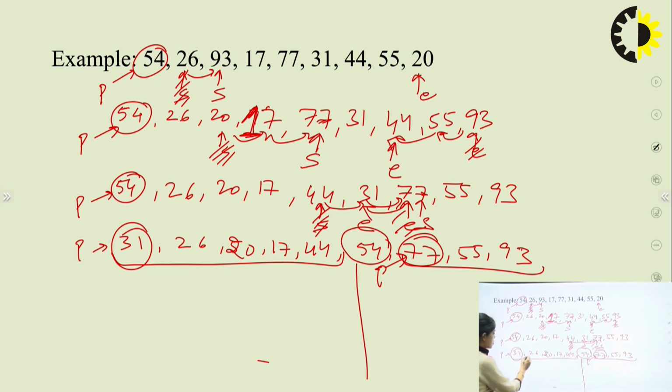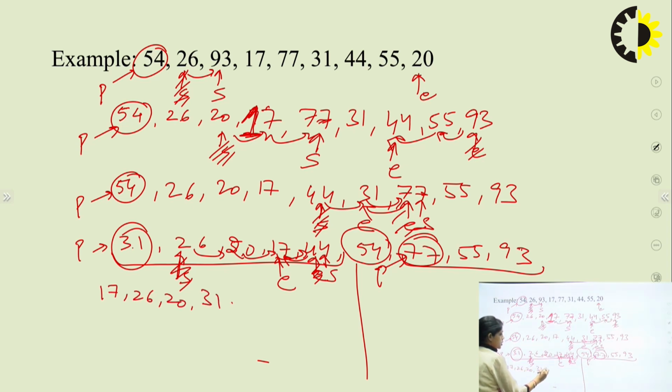So when we do this, this is your start, this is your end. It is smaller, we will move forward. It is smaller, we will move forward. It is smaller, we will move forward. S is coming here. This is greater and this is smaller. E will come here. So they have crossed each other, so we will swap this pivot with E. So now it is 17, 26, 20, 31, 44. So you can see here is one element, here we have three elements. So again our problem has divided into two halves.